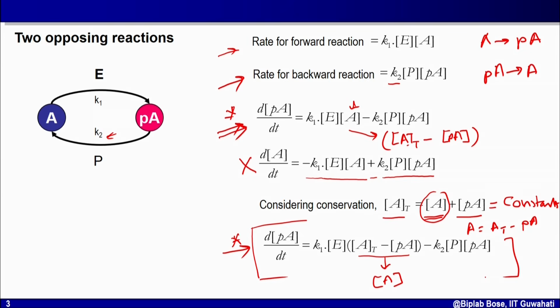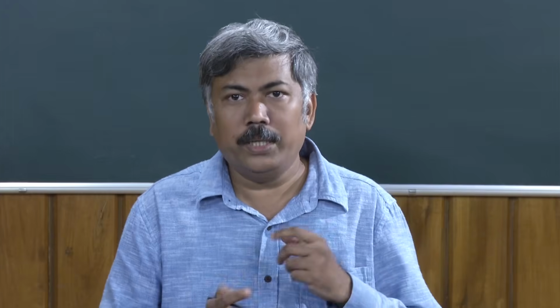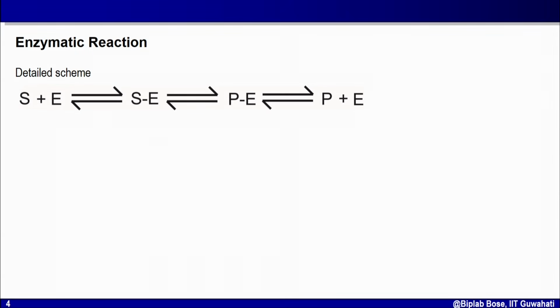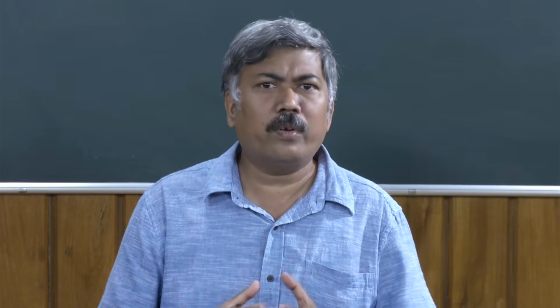So what I have done, I have first written two ODEs based on the forward and backward reaction, and then I have used the rule of conservation of the substrate and combined them into one ODE. And very frequently you have to do that to reduce the number of ODEs in your problem. Now till now what I have considered, I have not looked into mechanistic aspect of the enzymatic reaction. I have simply got inspired from the law of mass action and written down the ODE.